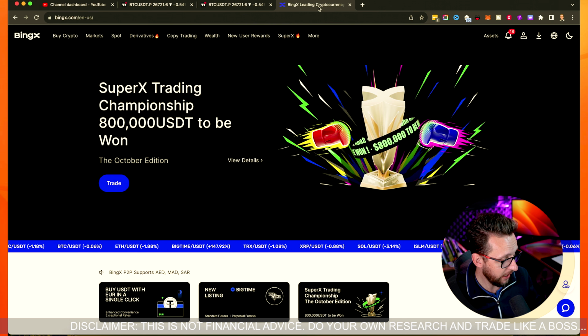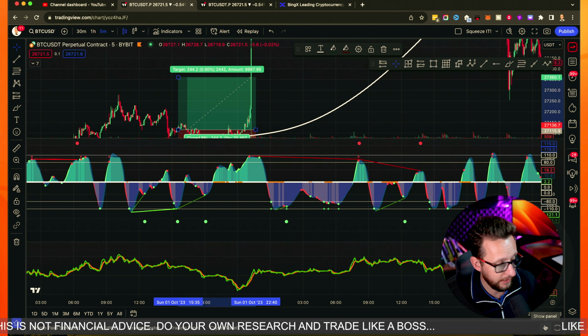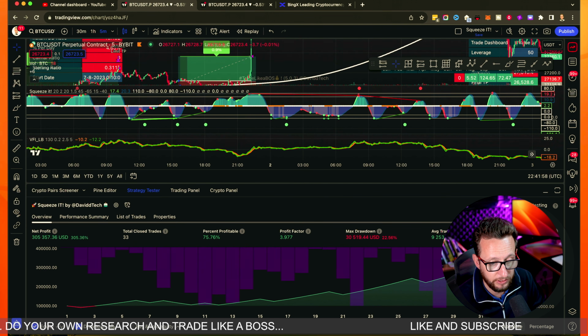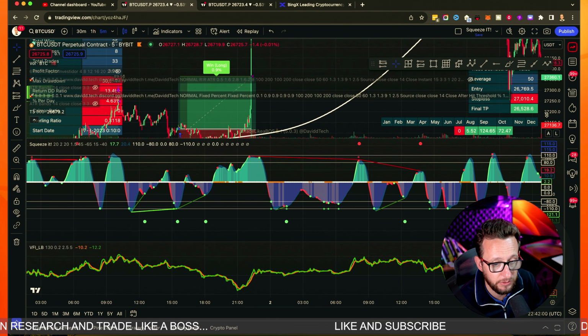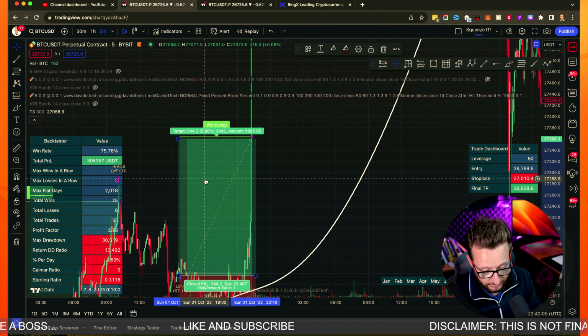Okay, back over to the chart. Let's have a look at these setups. Okay, here I am again on BTC USDT. I have coded this so you can see the actual back testing results. I will deep back test it as well. I'm currently on, like I said, 100x leverage.